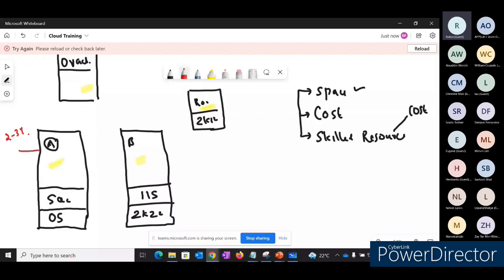Think from a server point of view, where you have installed the highest configuration.